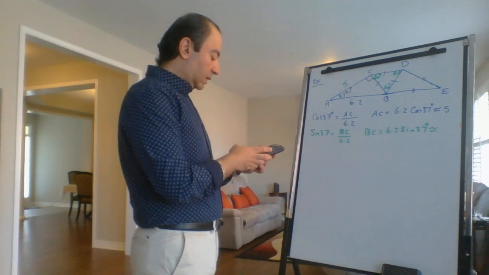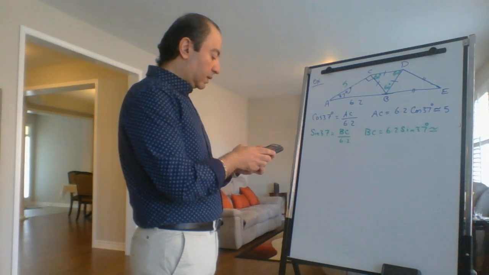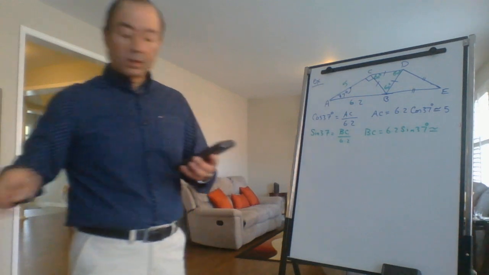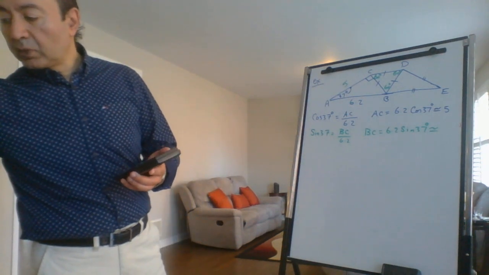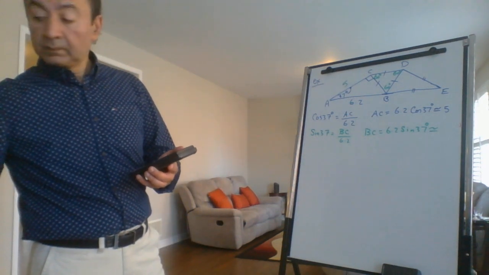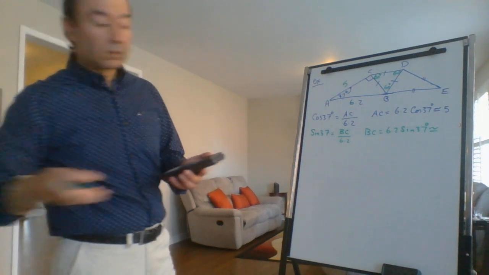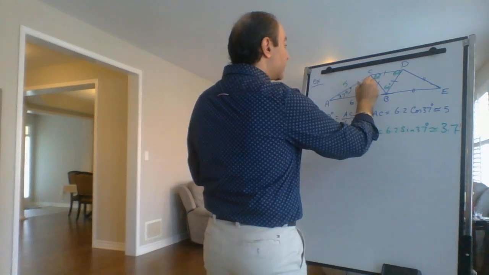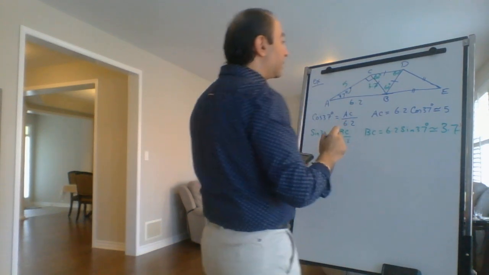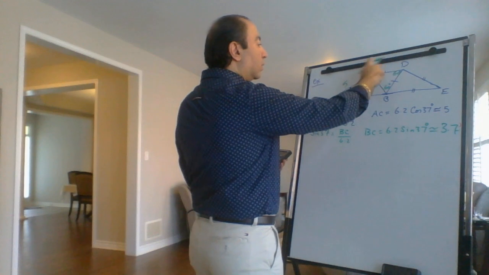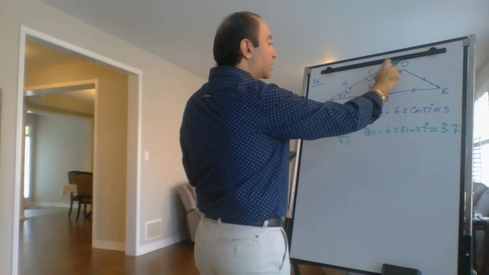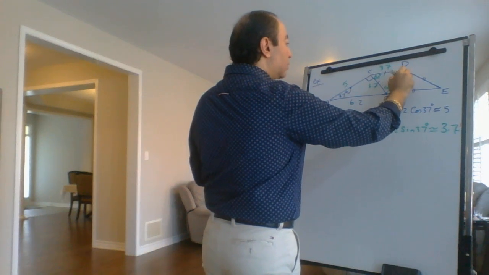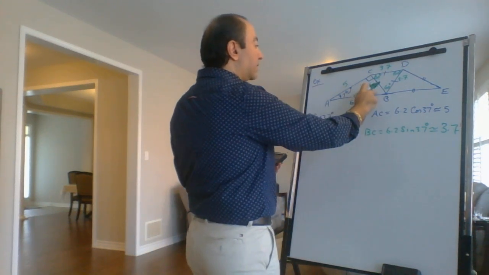So 6.2 times sine 37, close bracket, hit enter. So that will be 3.7. So we found this side is 3.7. Notice here, if this is 3.7, all these sides are 3.7 because it's an equilateral triangle. So I found this one too, I found this one too, and I can get this angle.